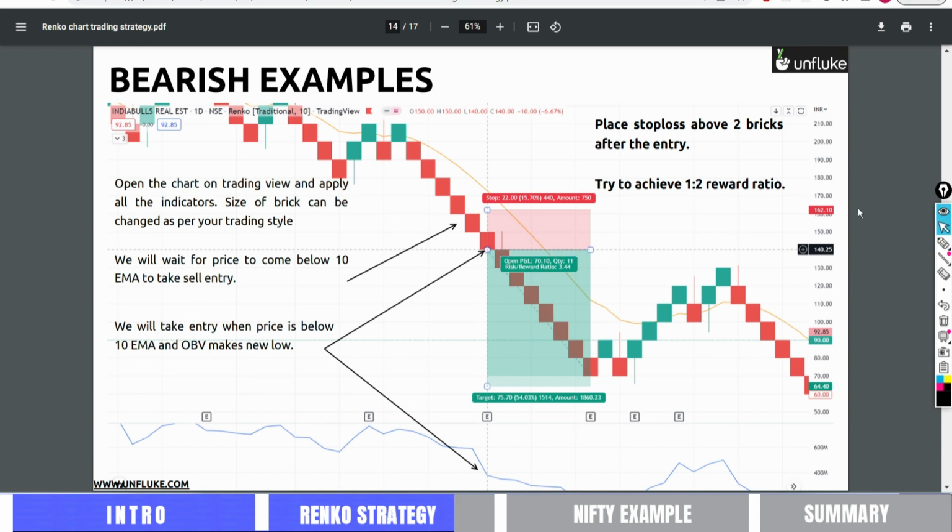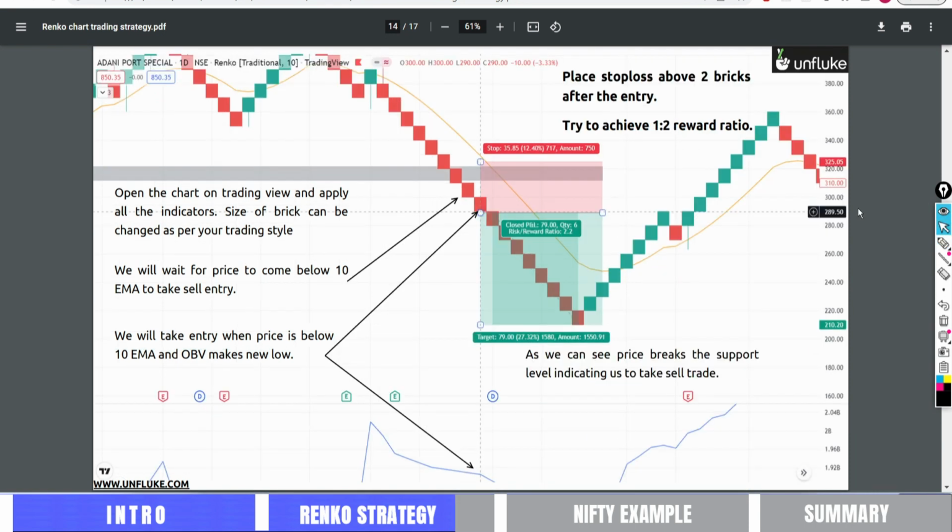Let's see one more example. I am showing again Adani Port Special here. If you see here, I've got an entry somewhere here. The value of OBV is not very clear, but you can see the previous swing, you can consider this to be the previous swing. So I've taken the entry when OBV has actually really gone down, and again I've put the stop loss 2 levels up, and I'm going for a 1:3 trade.